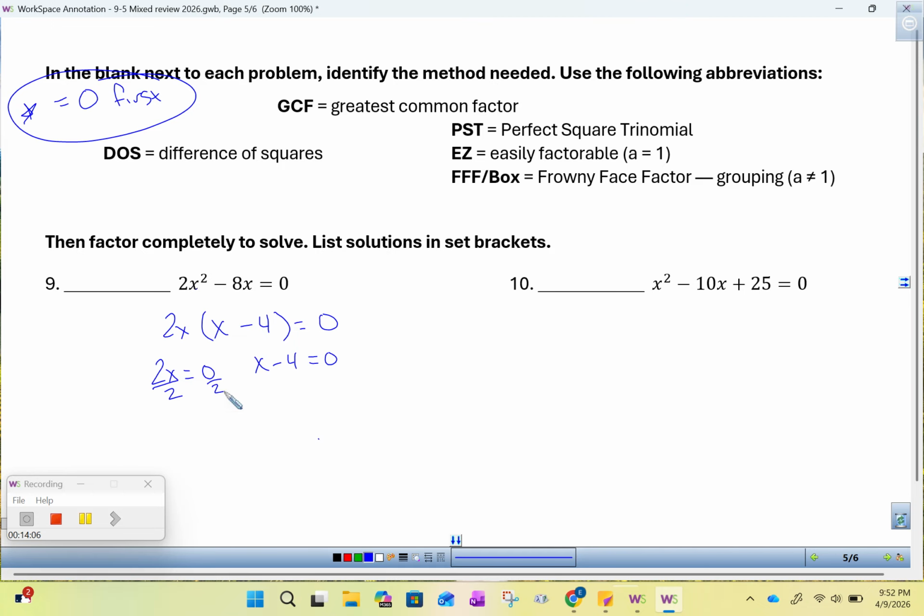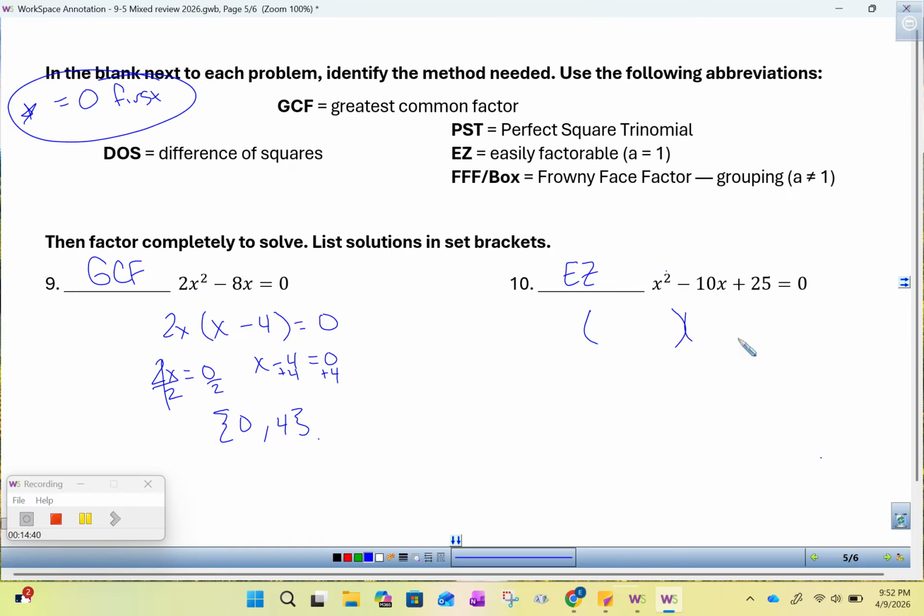Divide by 2 gives me my first answer of 0. Adding 4 gives me my second answer of 4. So this was another just GCF problem. Okay. Number 10, we've got it equal to 0, so that's good. Not a GCF on this one, since there's no number in front, and there's not an x in all 3 terms. Okay, so this one, because of that just being a plain Jane x squared, that's going to be an easy factor.